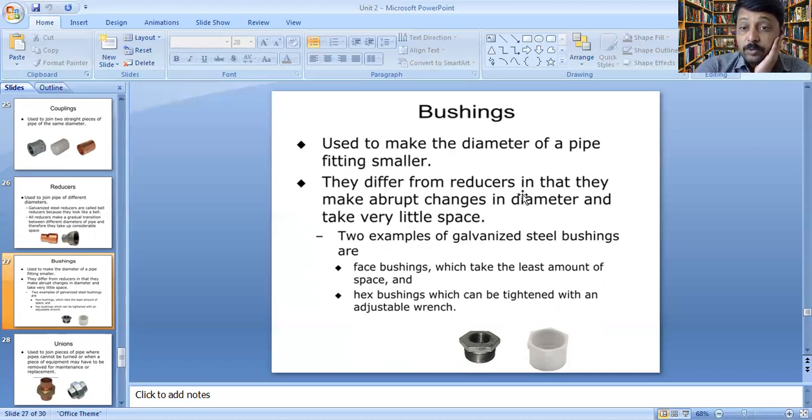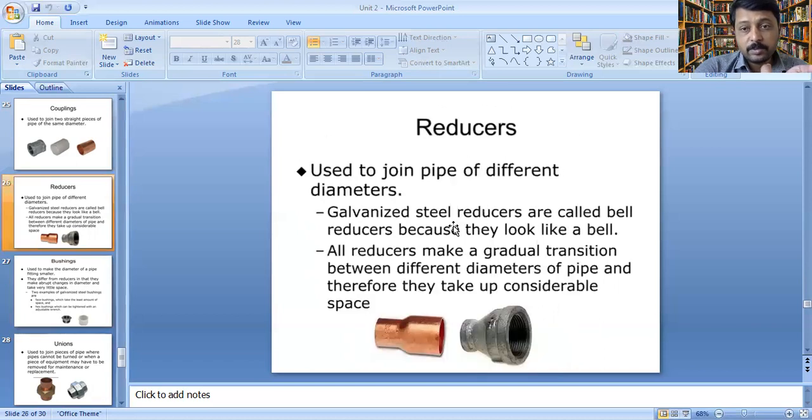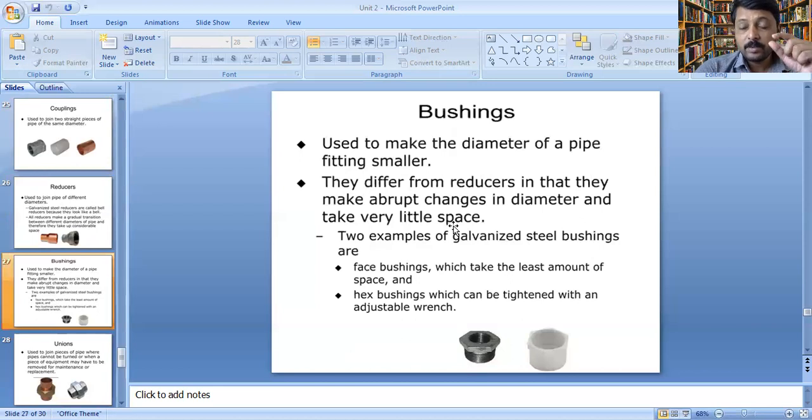They differ from reducers. Reducers make abrupt changes in diameter, whereas bushings take very little space as compared to reducers. Just now we have seen this is a reducer, and the bushing is different. The bushing has to be fit into the pipe and then the other pipe has to be joined. But the basic difference is that bushings take much less space as compared to reducers.